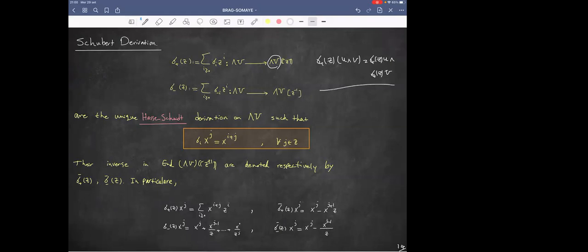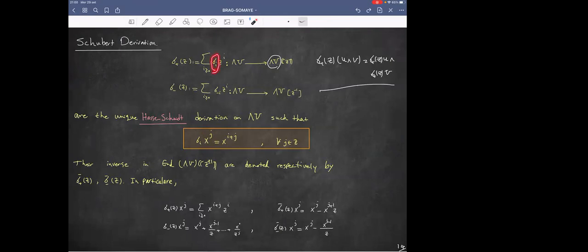This is the definition of Hasse-Schmidt derivation. And Schubert derivations are the unique Hasse-Schmidt derivation on exterior algebra such that they act on a basis element of V just by multiplication in xi. You see delta_i x_j is x_{i+j}.